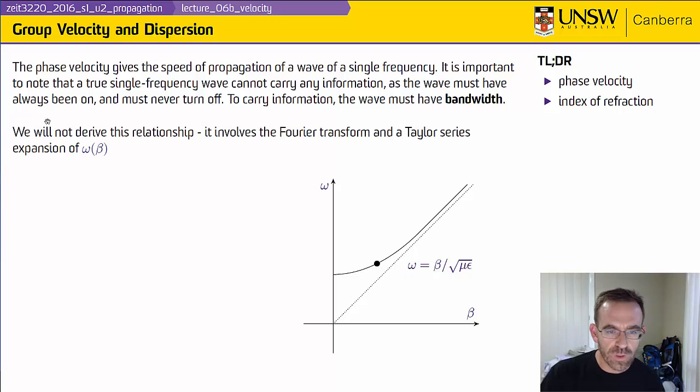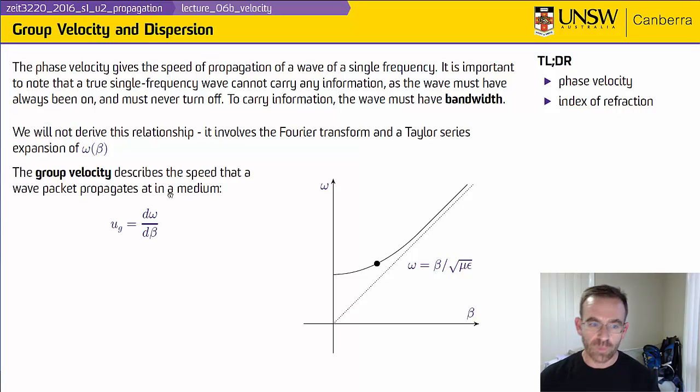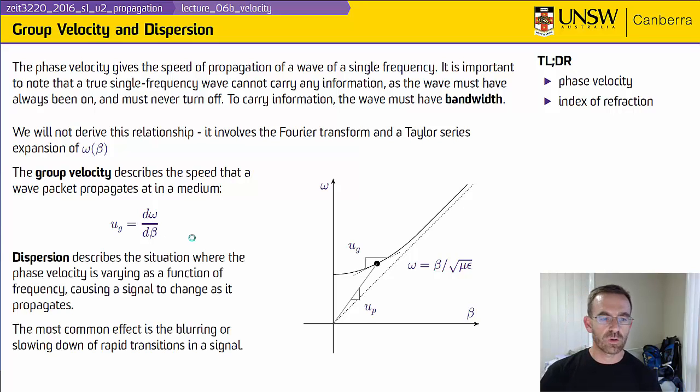So we're not going to derive this relationship. It's sort of straightforward. If you understand Fourier theory and you understand wave propagation, it's related to the Fourier transform and the Taylor series expansion of the frequency as a function of the wave number. Okay. But we define the group velocity as d omega d beta.